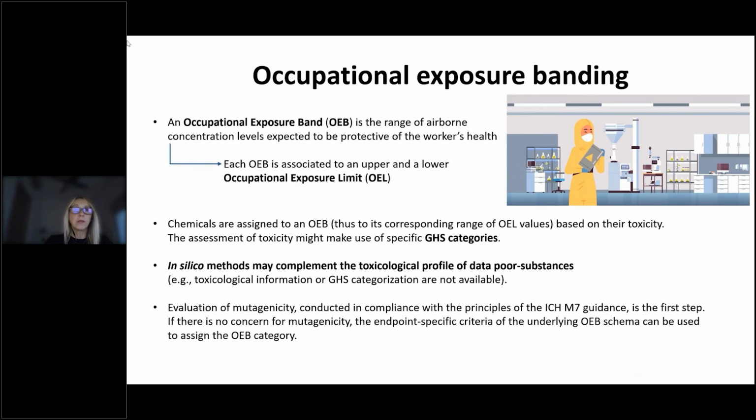Mutagenicity, also in this context, is always assessed according to and in compliance with the principles that are defined in the ICH M7 guideline, meaning always employing two different methodologies that complement each other, the statistical-based and the expert-based system. In the next step, if no concern is identified for mutagenicity, the endpoint-specific criteria of the underlying banding schema can then be used to assign the target chemical to a given category.